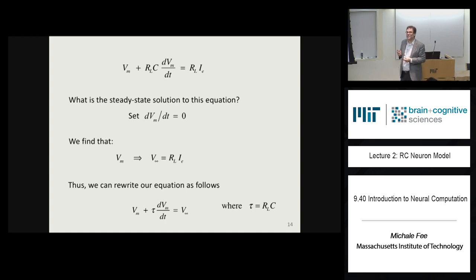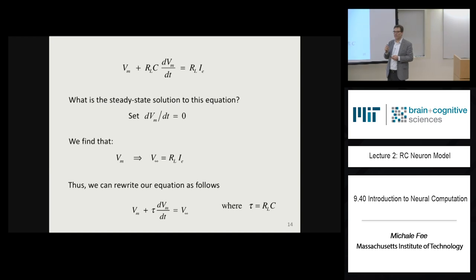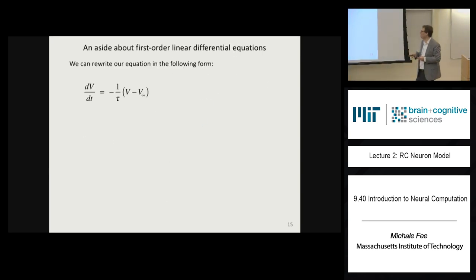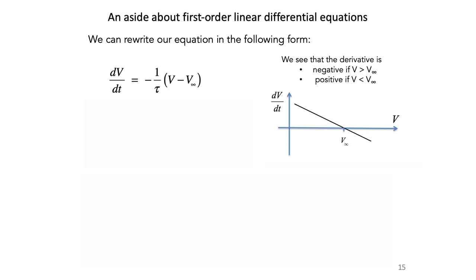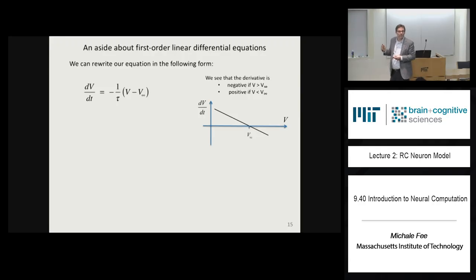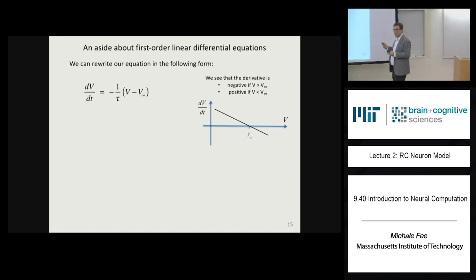Resistance times capacitance has units of time, and so we call it tau. Tau is just a constant. Bear with me. The derivative is a function of the voltage. At V equals V infinity, the derivative is zero. That's the definition of V infinity. It's the voltage at which the derivative is zero.